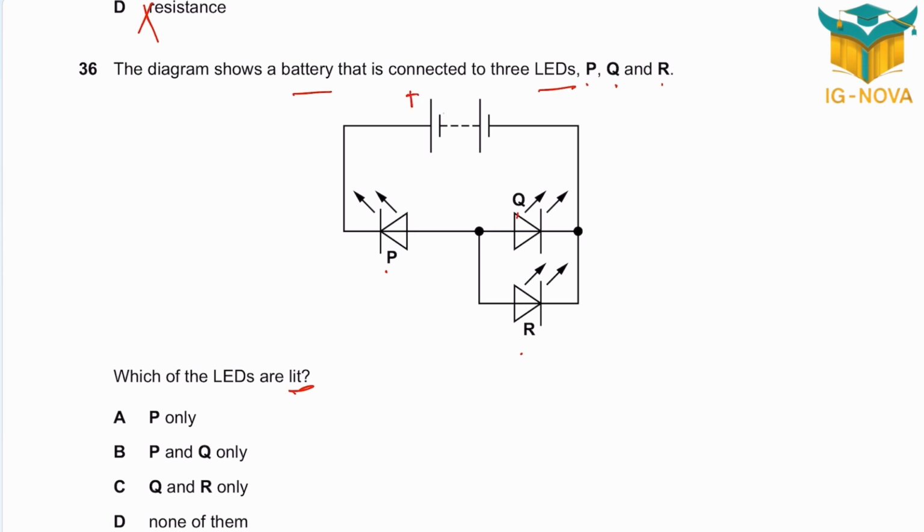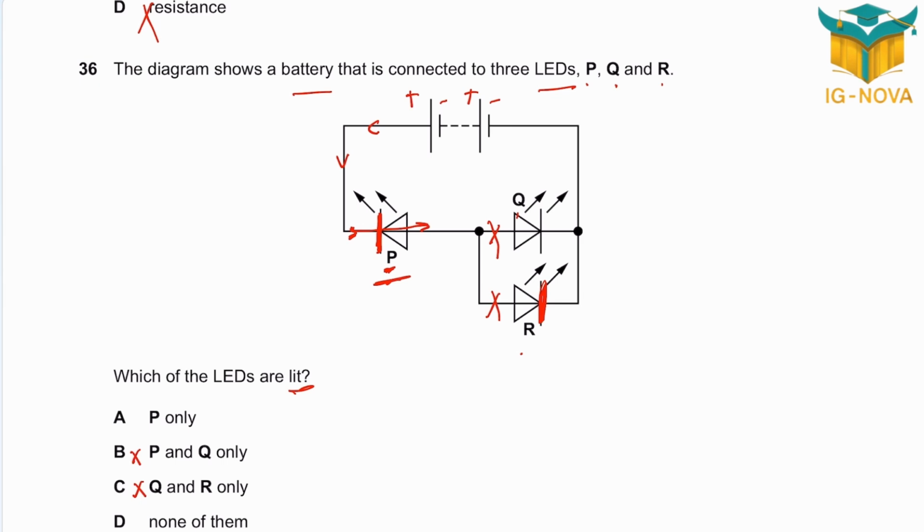Here we have positive, negative. When the current moves here, it faces a gate. This gate allows current to pass. So P, while the gate faces the current, it allows current to pass. While Q and R, the gate is on the opposite side, so they will not work. Q and R will not work, so B and C are cancelled.